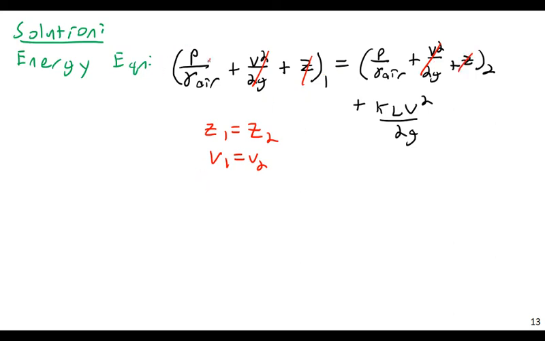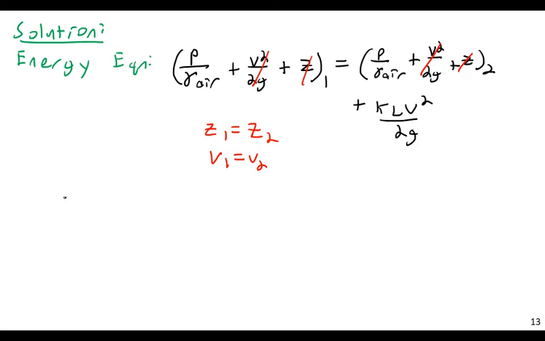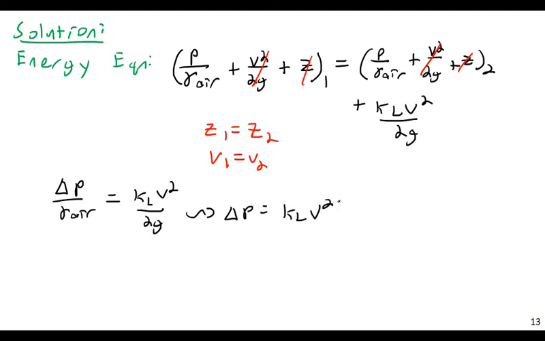And then I can turn the P1 and P2 into a delta P, which is what I'm given. So I was given the pressure drop, in other words, just the drop in pressure along the way. So delta P divided by gamma air is equal to KL V squared divided by 2G, which leads us to delta P equal to KL V squared rho air over 2.